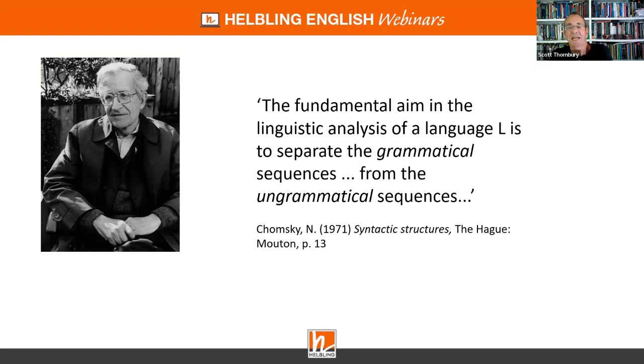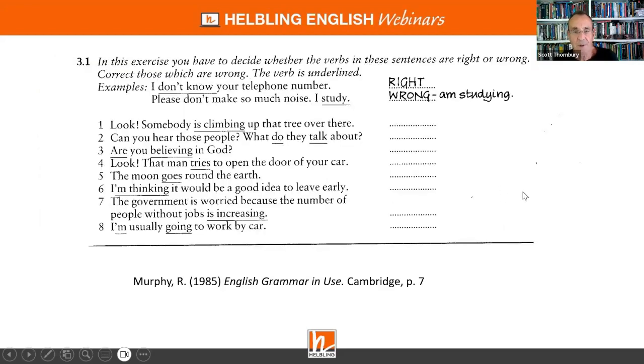1971, it became kind of institutionalized, this idea that some sentences in the language were grammatical and some sentences were not grammatical. And of course, we get that in all of our grammar books. Is it grammatical? Is it not grammatical? No criticism of these grammar books. We love and adore them. We've used them countlessly, but from Raymond Murphy, English Grammar in Use. So you've got to decide, is this right or is this wrong?